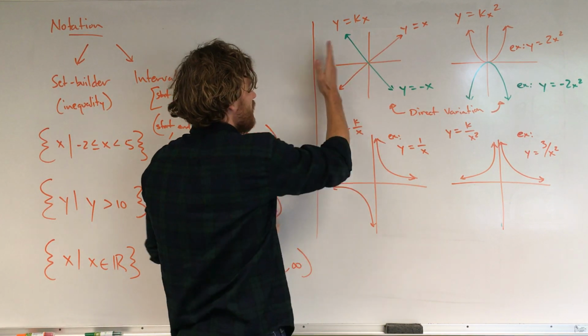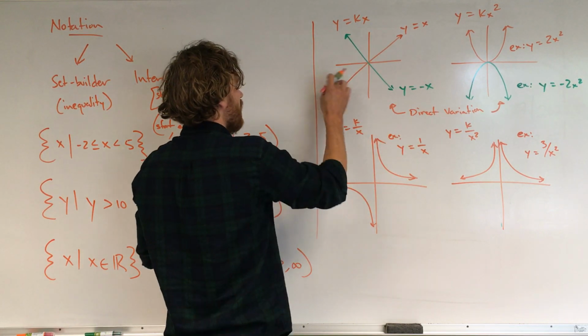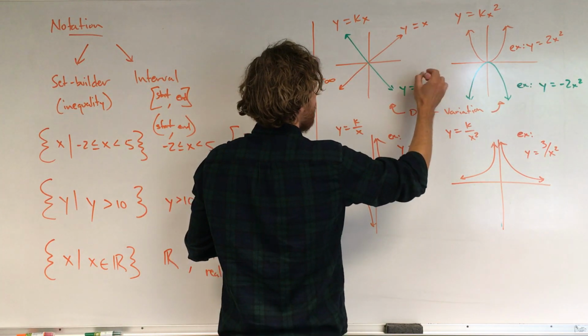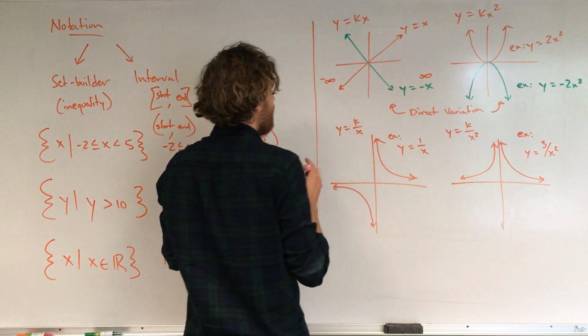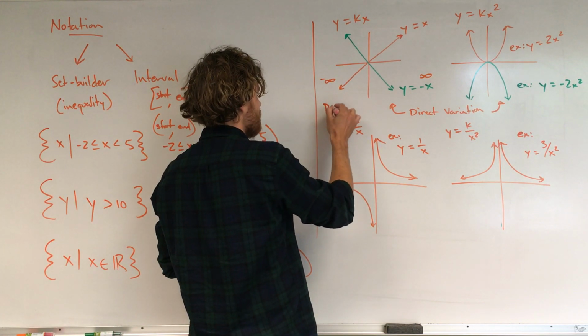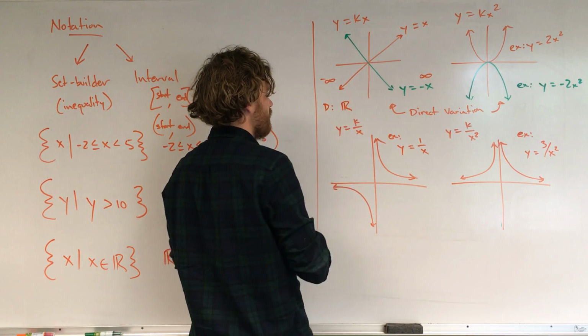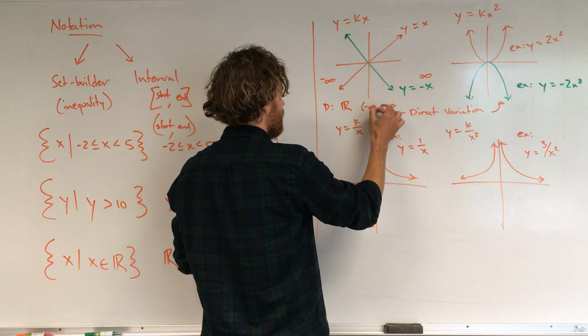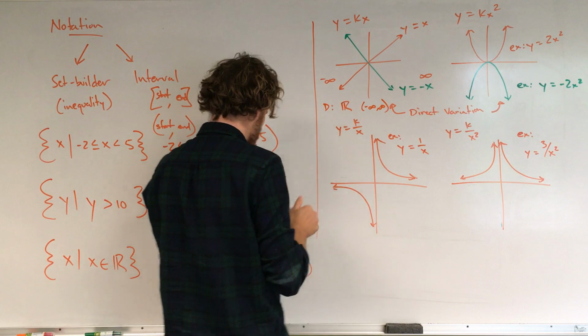So I know that the function exists from all the way over here. It's going to continue going all the way to here. So the domain of kx and linear functions is all real numbers, which I can write like that, or I can write it as negative infinity to infinity. Okay, that's great.